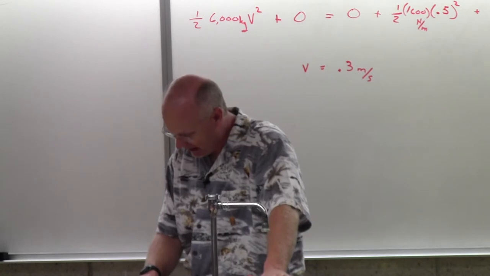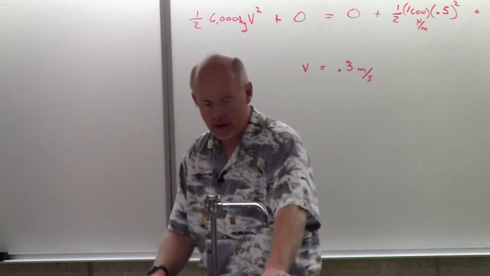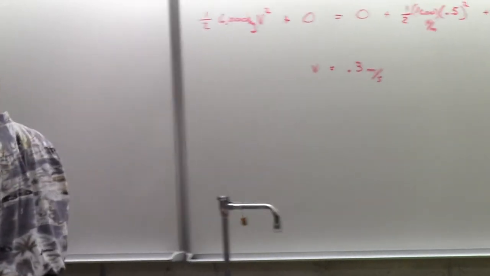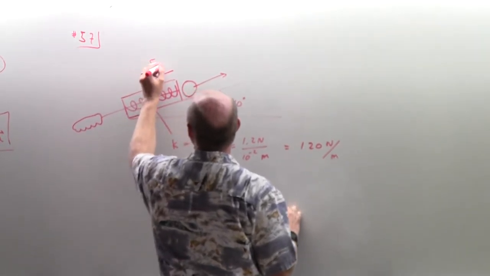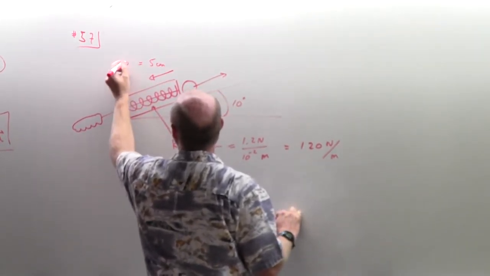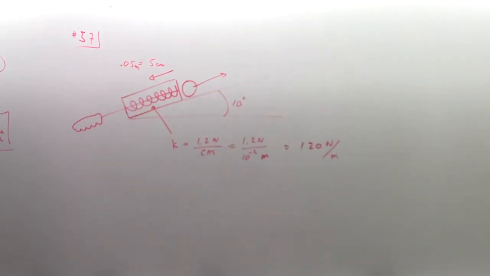But anyway, there's the surface. The spring is initially compressed 5 centimeters. Okay, so what they're saying here is you're going to pull this handle down 5 centimeters. And there they go again, giving me centimeters. All right, so I'm going to change that to meters, 0.05 meters. I think that is probably going to be important here, otherwise I'll foul up my units. I need to keep them consistent here.